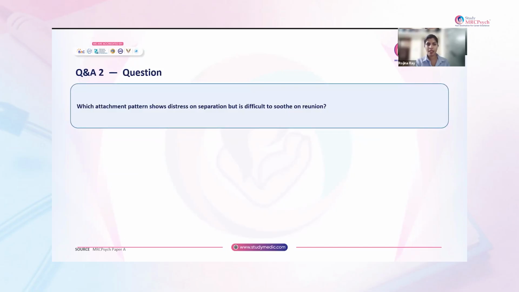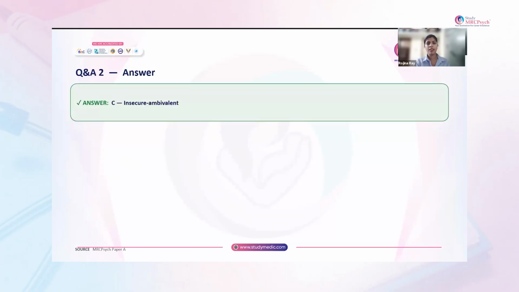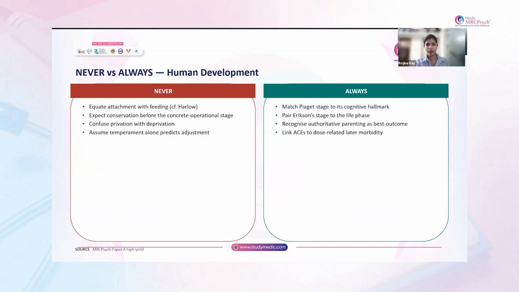Which attachment pattern shows distress on separation but is difficult to soothe on reunion? Can you try to answer? Yeah, the answer is insecure ambivalent type or anxious ambivalent. So they are highly distressed by separation, but the mother or the primary caregiver cannot calm the child during reunion.